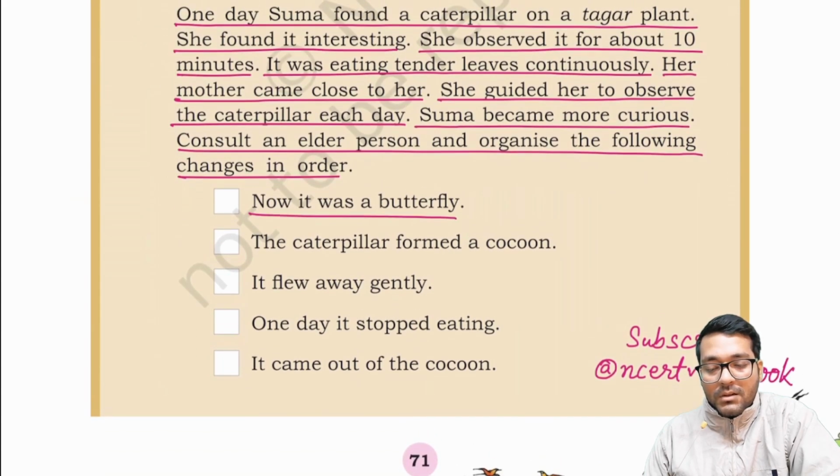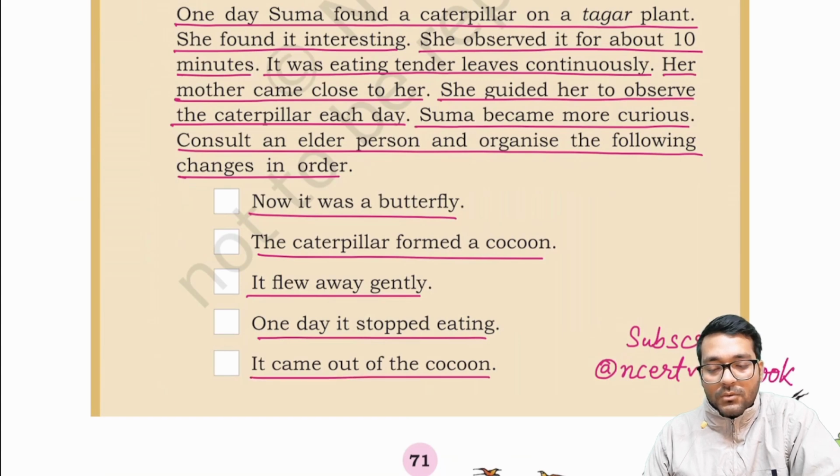Now it was a butterfly. The caterpillar formed a cocoon. It flew away gently. One day it stopped eating. It came out of the cocoon.